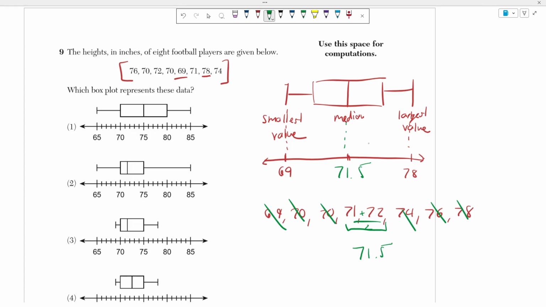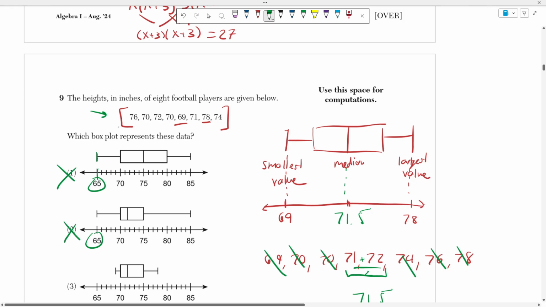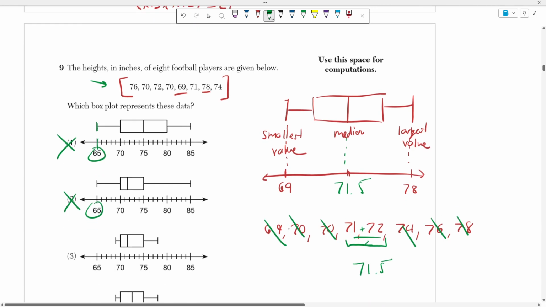All you need to do, right? So which one of these choices matches up with what we just constructed? Well, choice 1 and 2 are wrong because the leftmost whisker, or the smallest value, lines up with 65. Both of these choices are saying that 65 is my smallest value, but that value doesn't exist in my data set. The smallest value is actually 69.